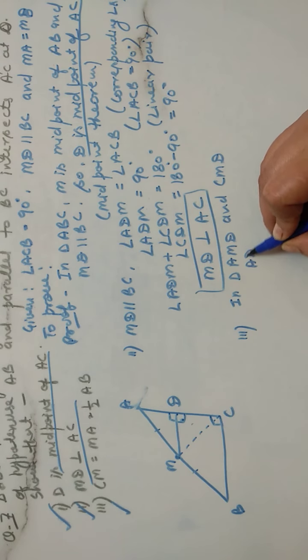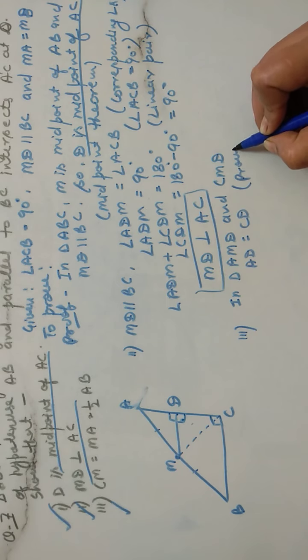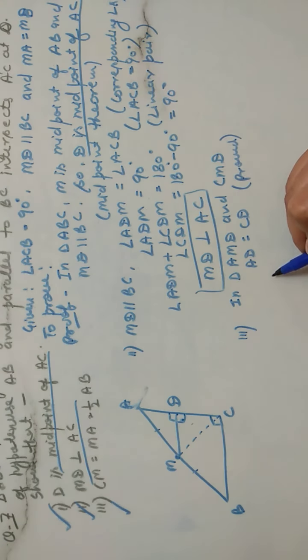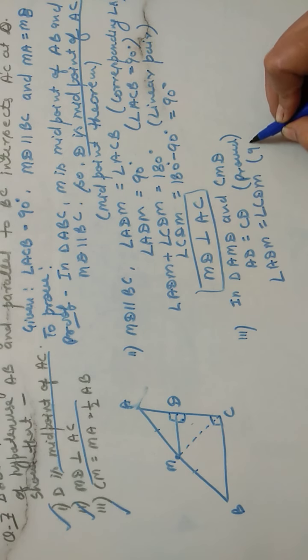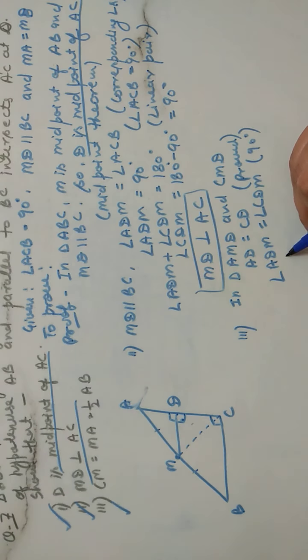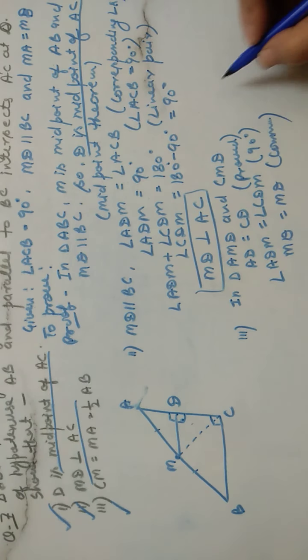Just see what things we are having in AMD and CMD. We are having AD equal to CD, proved above. Now, angle ADM is equal to angle CDM. You can write proved above, or you can write 90 degrees. The third thing we are having is that MD is equal to MD, because it is common in both.